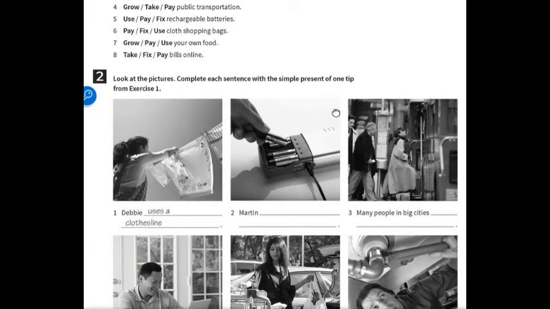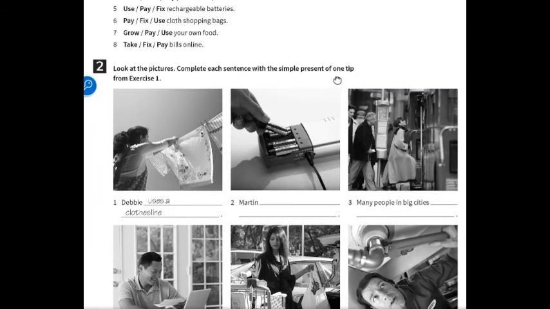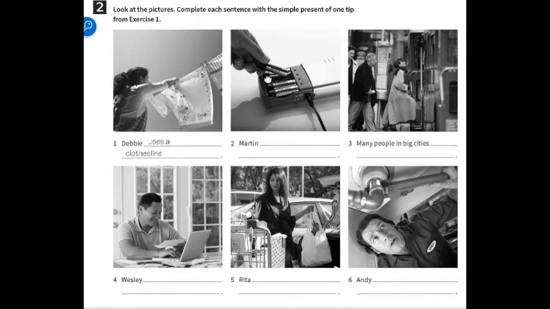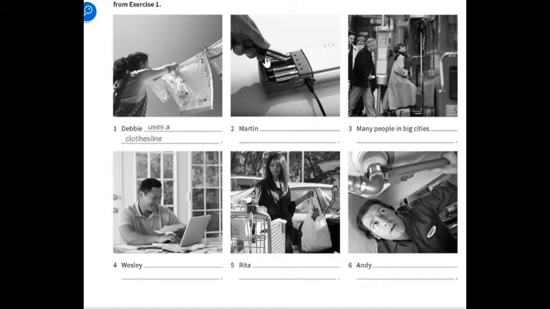And then we have: look at the pictures, complete the sentence with the simple present of one tip from exercise 1. As you remember, we use the simple present to talk about habits, routines, and permanent states. It's the tense that we require for the conditional type 0 and the conditional type 1. So the cause needs to go in simple present. And for the effect, we now use the modal verb will, or any modal that expresses possibility. Okay, so now it's time to pause the video and reveal the answers.